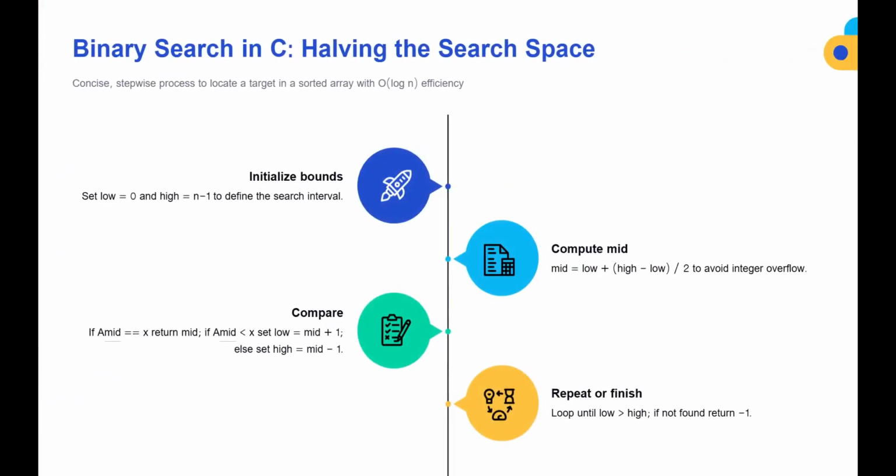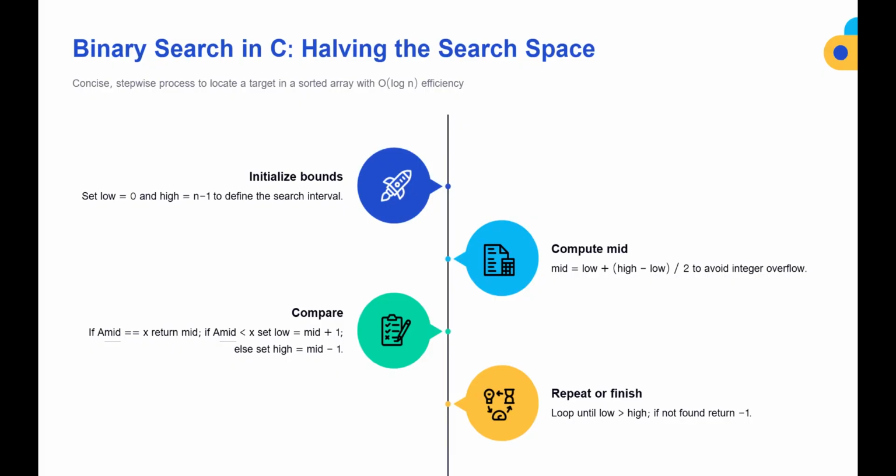Now, binary search in C halves the search space. Let's see how it works. First, initialize bounds: set low equals to 0 and high equals to n minus 1 to define the search interval. Compute mid equals to low plus (high minus low) divided by 2 to avoid integer overflow.